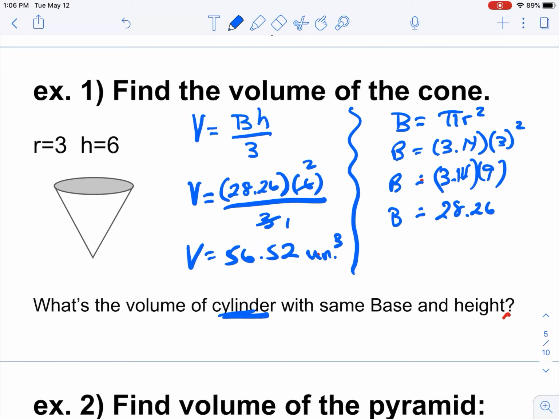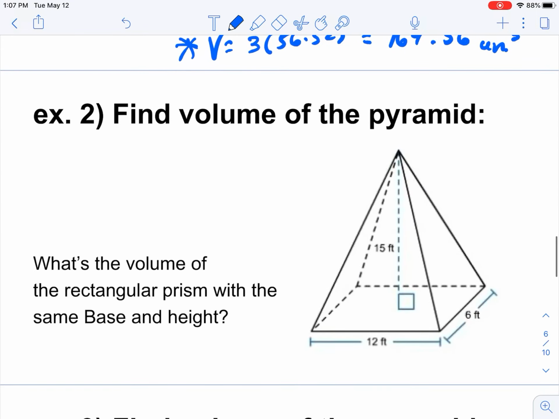So what's the volume of a cylinder with the same base and height? Well, that's going to be 3 times as much. So why recalculate the whole thing? Why not just say 3 times 56.52, which is going to give us 169.56 units cubed. So use that relationship here so you don't have to redo the entire problem.